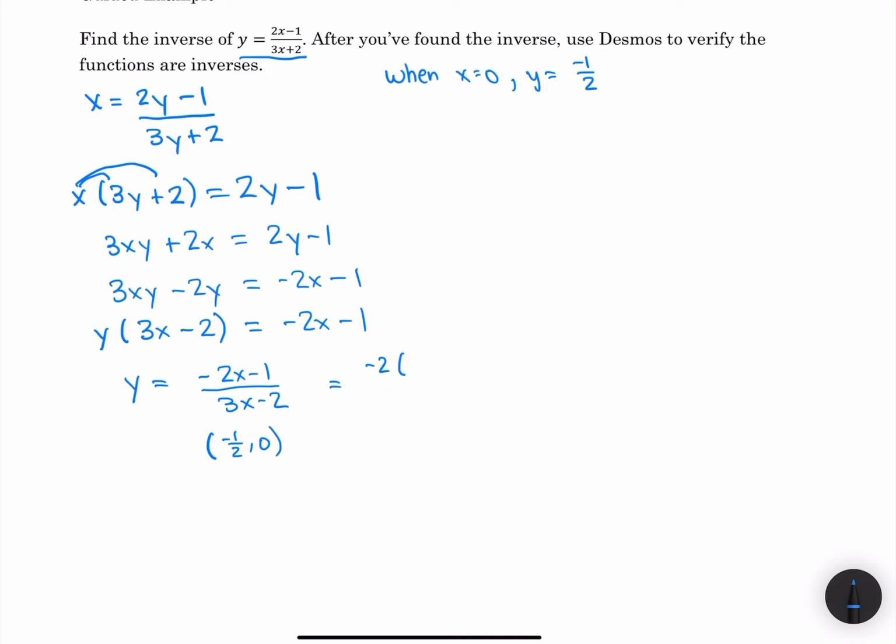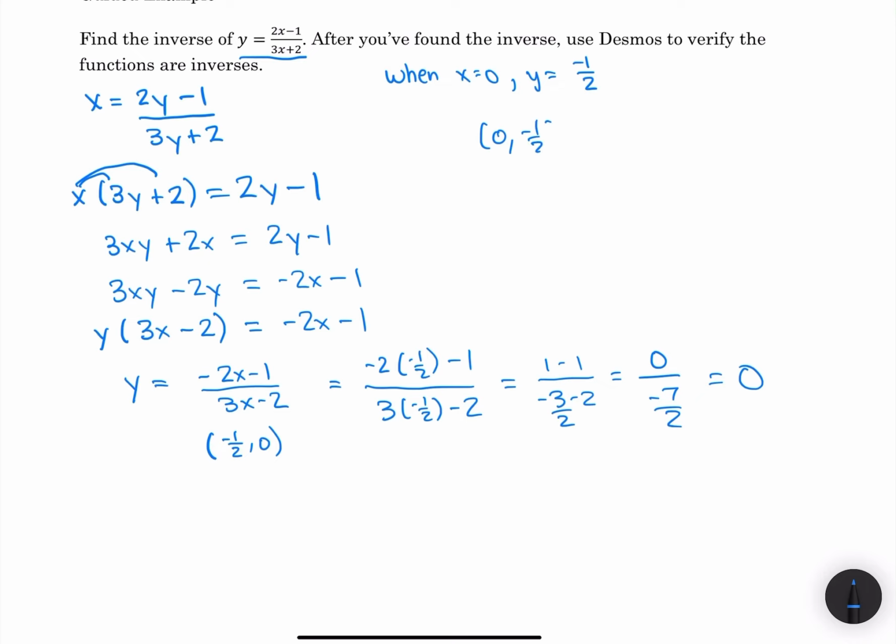So we'd have (negative 2 times negative 1/2 minus 1) divided by (3 times negative 1/2 minus 2). And so that's going to be (1 minus 1) over (negative 3 halves minus 2). So that's going to give us 0 over negative 7 halves. And that's 0. So it's indeed true that when the point 0, negative 1/2 exists on the inverse, we have the point negative 1/2, 0.